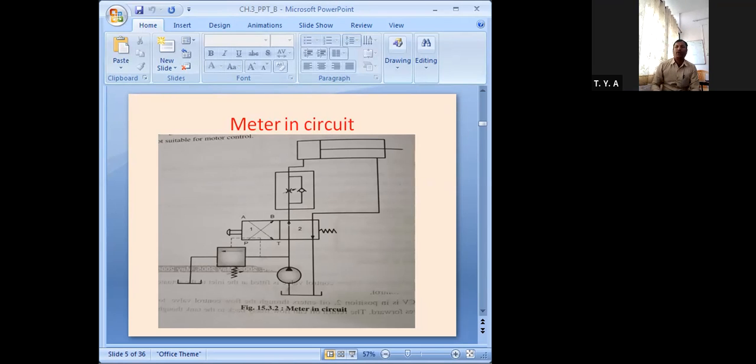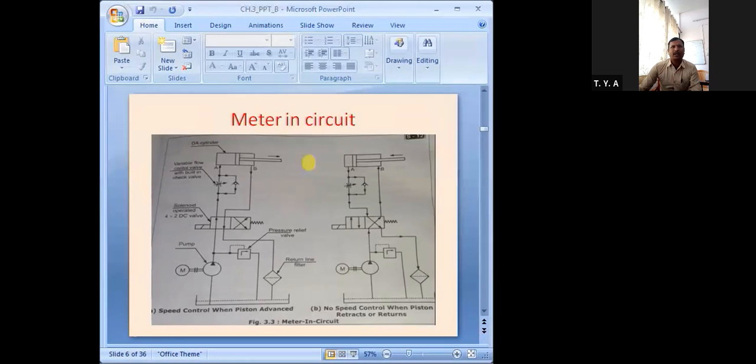And oil from the blind end of the cylinder will drain back through this check valve, as well as the flow control valve, then from the A port to the T port. So this is called the meter in circuit. Now similar to this, we will go for the meter out circuit.